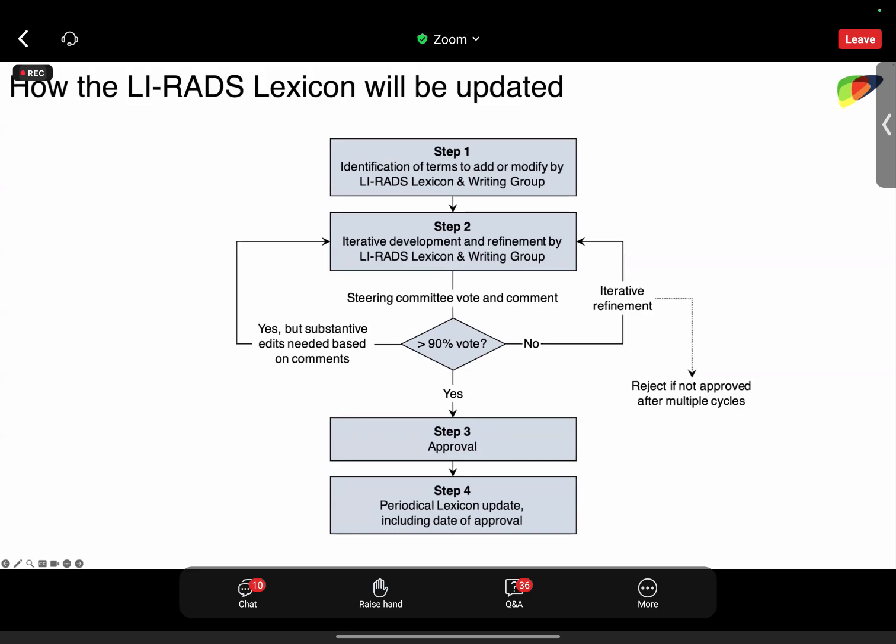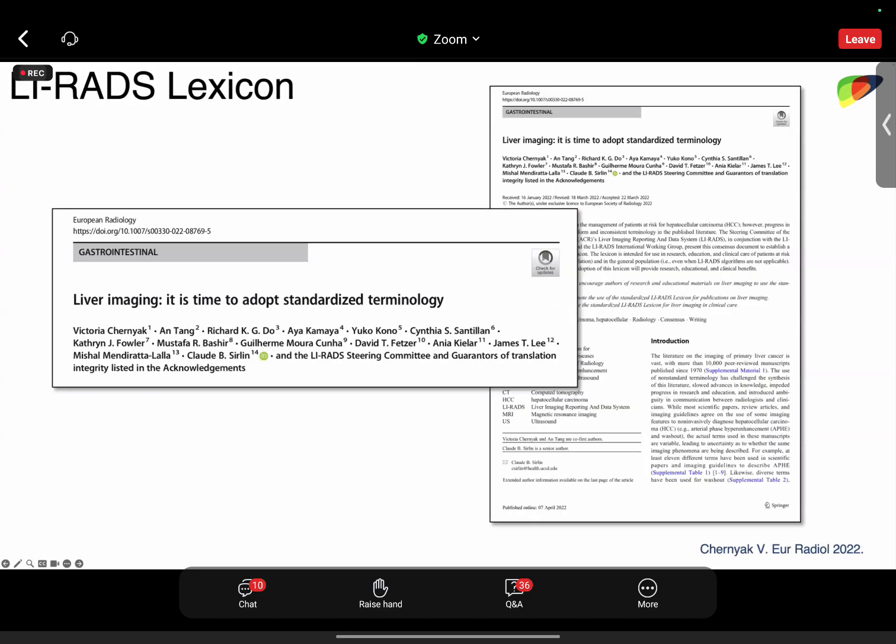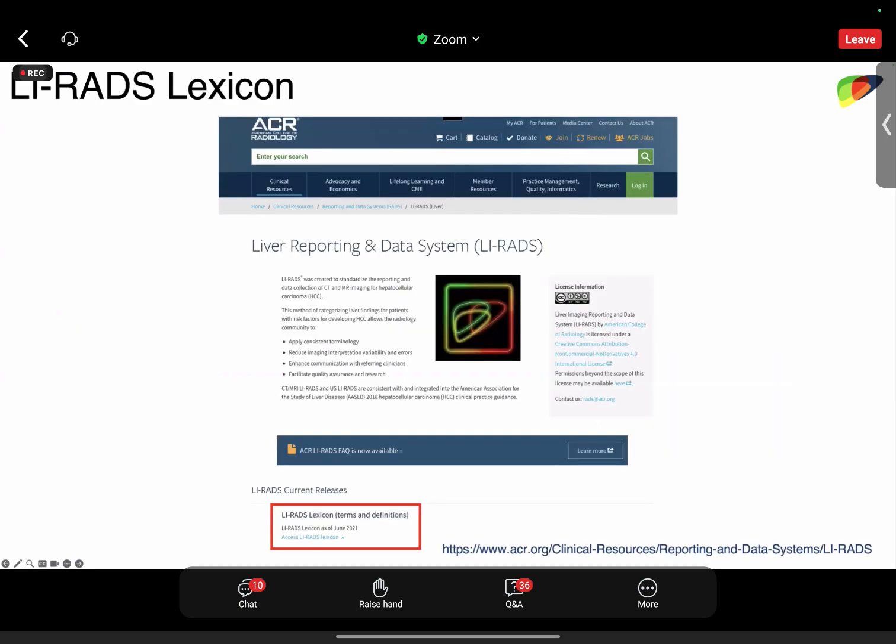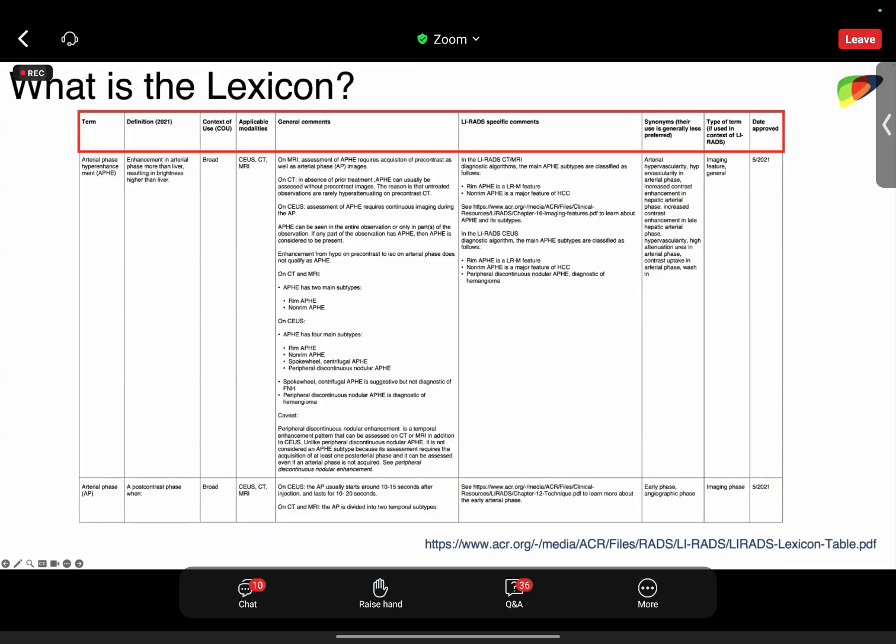And now to present a brief review of the European Radiology paper published by Victoria, whose title is Liver Imaging, It Is Time to Adopt Standardized Terminology. The lexicon itself is available on the ACR website. It's available free in the form of a PDF table that you can download at the URL below.